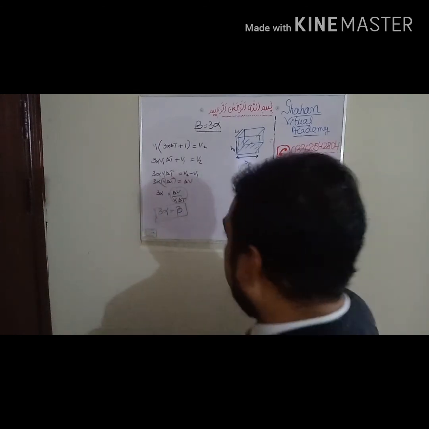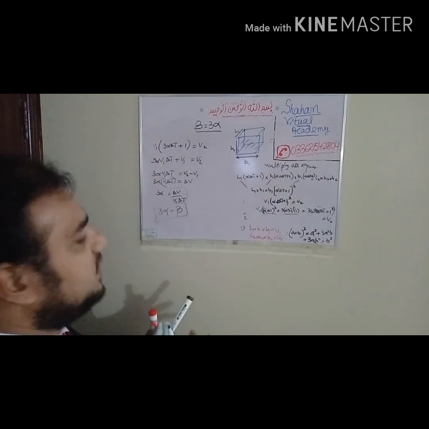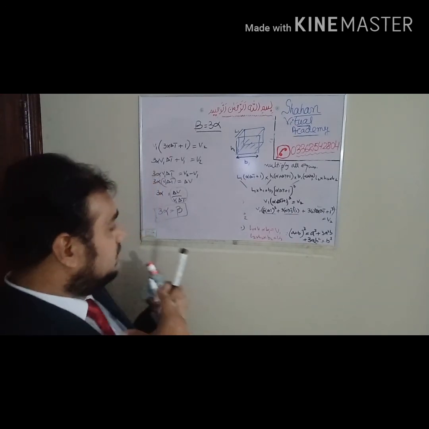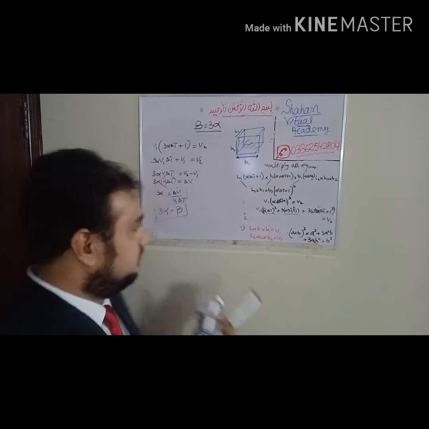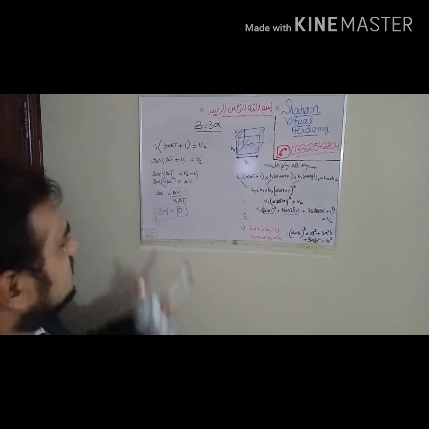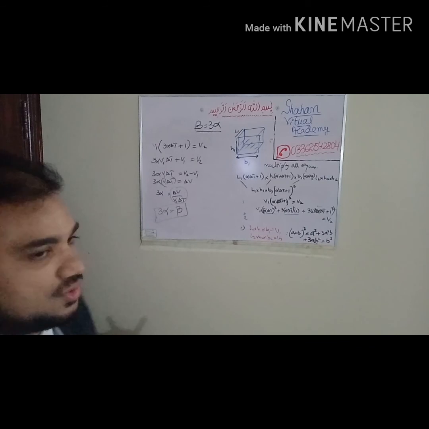So basically, this is the relation between the linear thermal expansion and the volume thermal expansion. With the help of this relation, we have proved that beta is equal to 3 alpha.